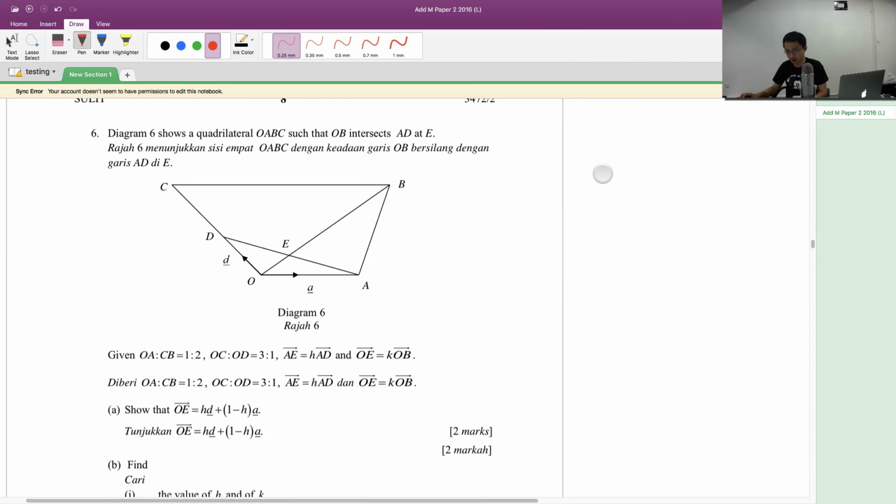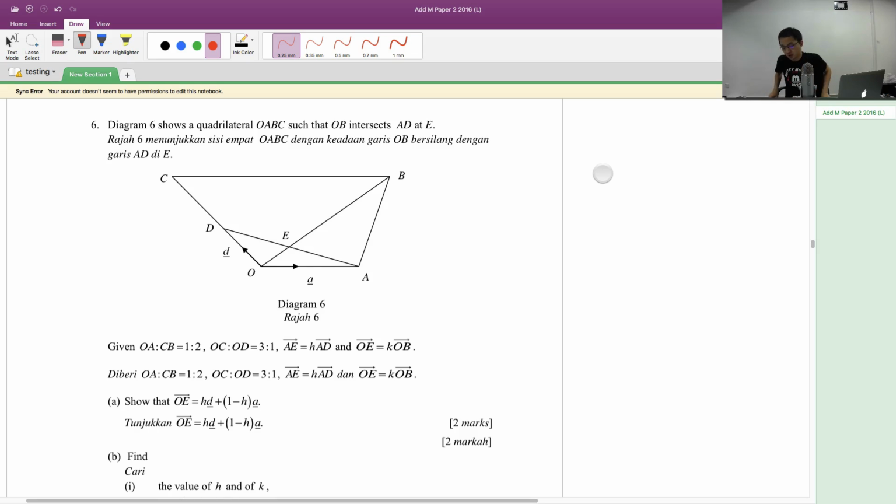Okay, this is a vector question. Diagram 6 shows a quadrilateral OABC such that OB intersects AD at E. Given that OA to CB is a ratio of 1 to 3. Where is CB? Okay, CB, the ratio is 3.